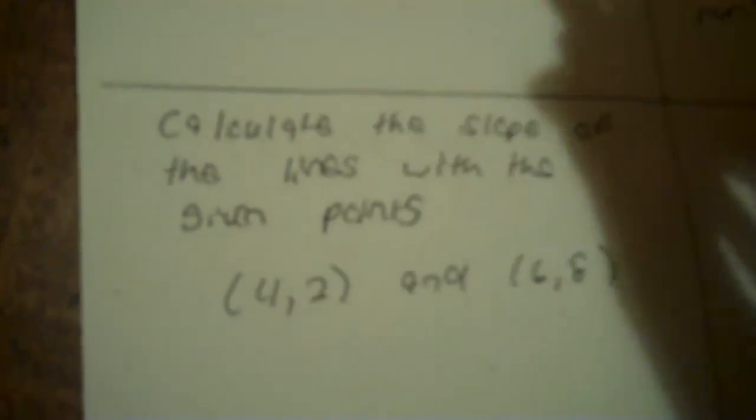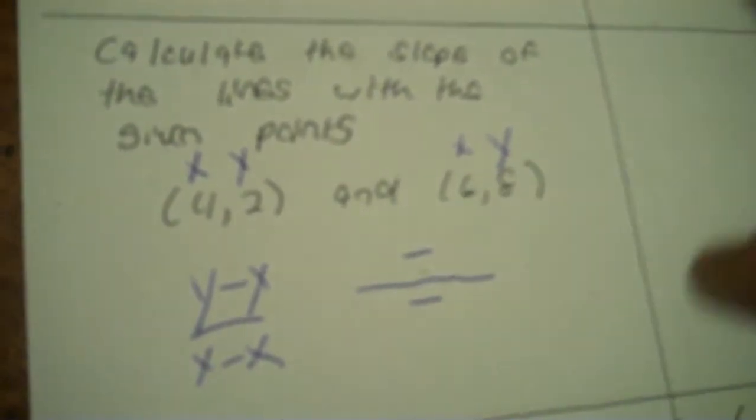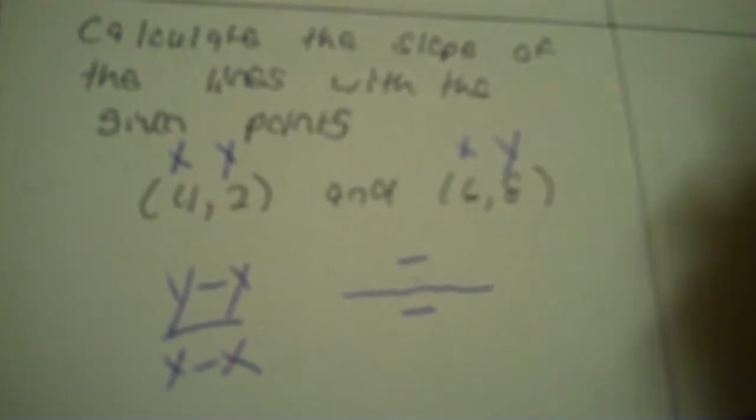Okay, calculate the slope of the line with the given points (4, 2) and (6, 8). There's a technique to it. So you go X, Y, X, Y. And then I'll go under it, and I'm going to write Y minus Y over X minus X. I'm going to write that for all these problems. Now you make your ratio, you set up your minus and minus. That's what you should do first.